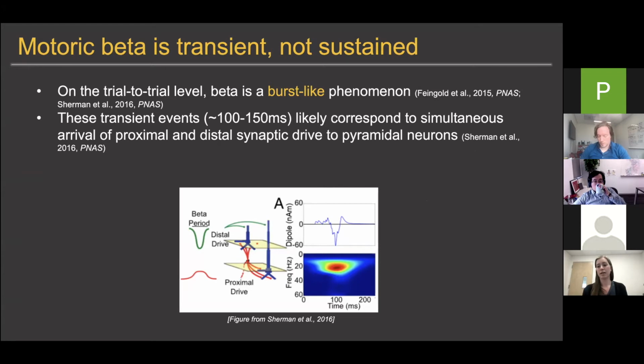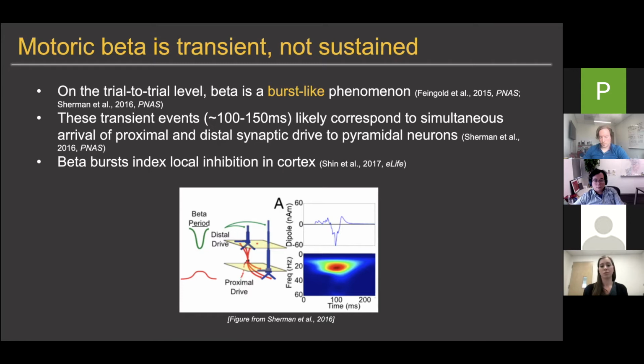And interestingly, researchers have begun to relate these beta bursts to potential underlying microcircuit mechanisms. So Sherman et al. demonstrated that these beta bursts likely correspond to simultaneous arrival of proximal and distal synaptic drives to pyramidal neurons. We also have some evidence already to suggest that these beta bursts might index inhibition of processing in neocortex. So Shin et al. demonstrated that perceptual events that are closely preceded in time by beta bursts are less likely to be detected than those that aren't preceded by beta bursts.